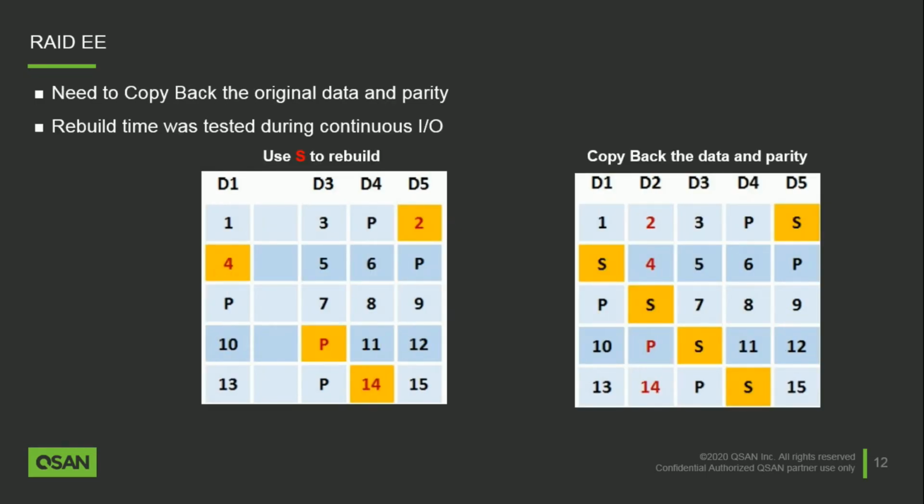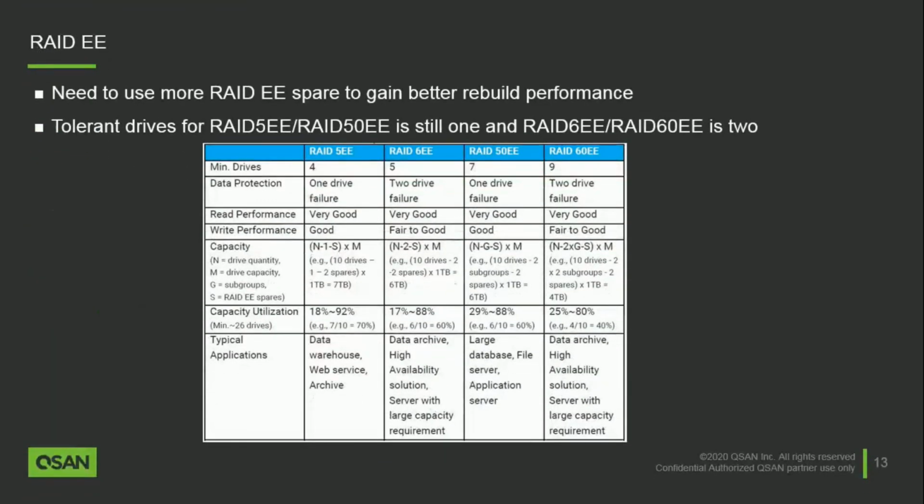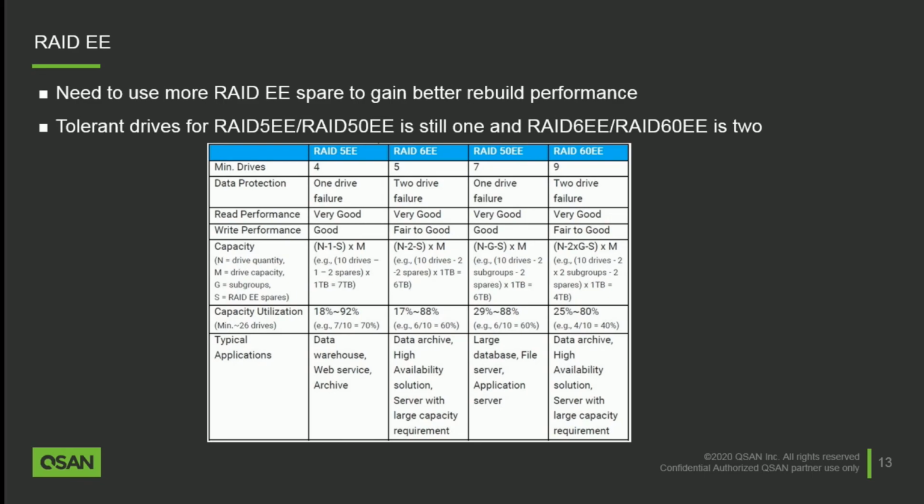First, after the rebuild is complete, replace the broken hard disk, and the system will start to perform the copy back process. Second, before the copy back is completed, if another disk fails, it will proceed with the normal rebuild process. Third, more EE spares will gain a faster EE rebuilding process. Fourth, even though RAID EE seems to have more spare disks than the traditional one, it doesn't mean that the number of hard drives that can fail at the same time will increase.